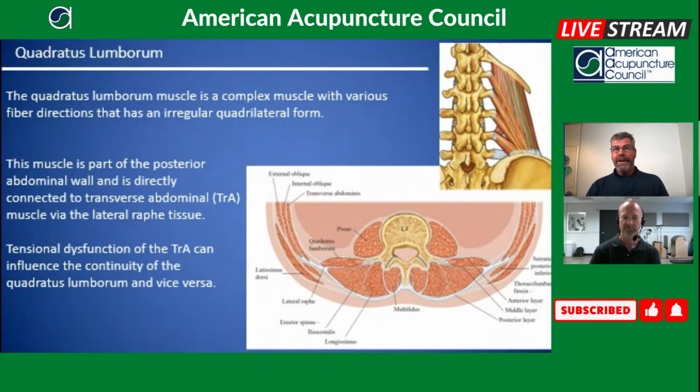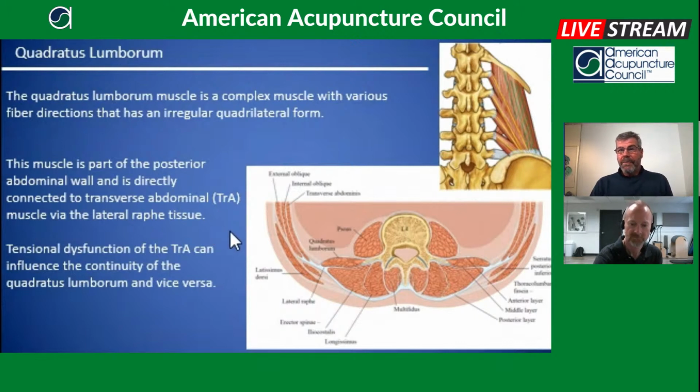Let's look and see where it is actually oriented. You can see that the muscle is part of the posterior abdominal wall, looking at this cross section of L4, and it's directly connected to the transverse abdominis. So Brian, can you get the cursor in there? And maybe, yeah, we can see that the quadratus lumborum has a direct line along that core line right into the transverse abdominis.